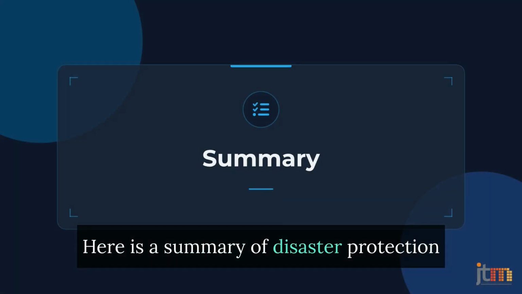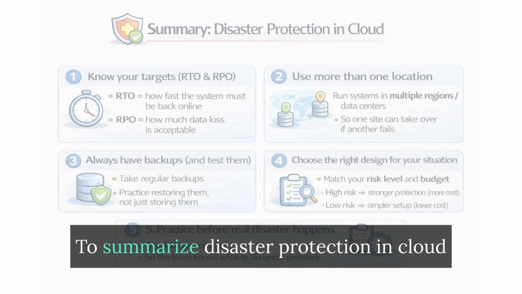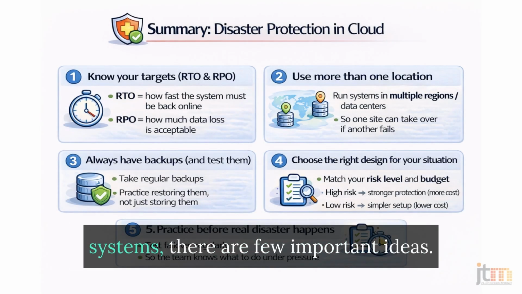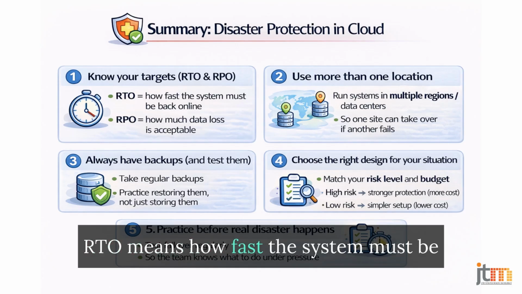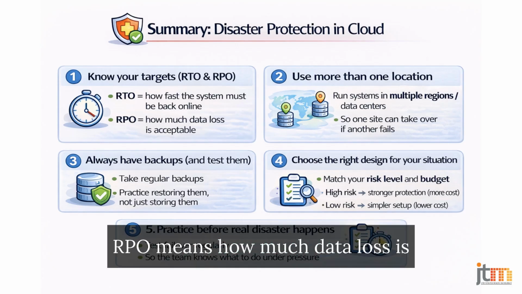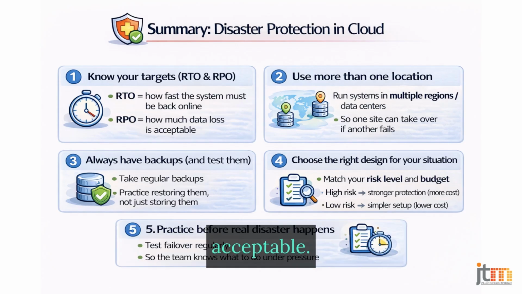Here is a summary of disaster protection in the cloud. To summarize disaster protection in cloud systems, there are a few important ideas. First, know your targets, RTO and RPO. RTO means how fast the system must be back online. RPO means how much data loss is acceptable.